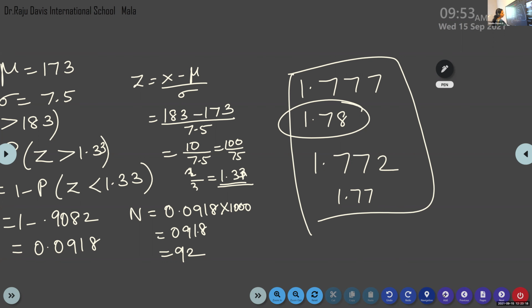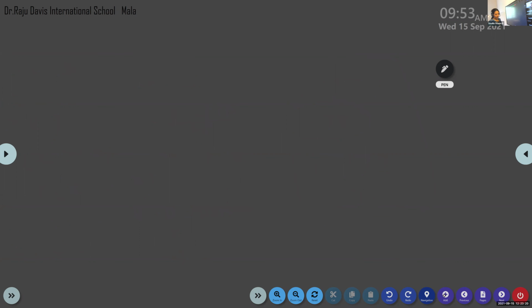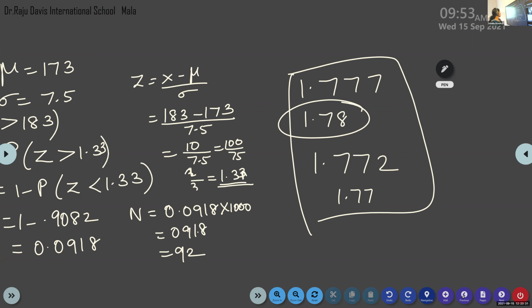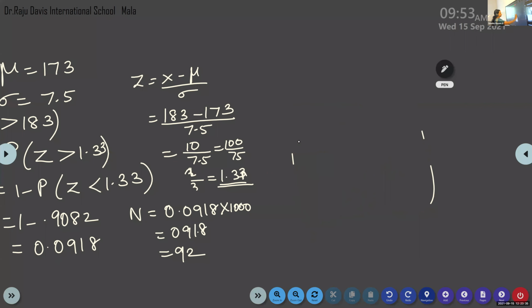Now write the next one. What is the second case asked here? Less than 162.5. The next case is P of X, height less than 162.5. So here it is given for X.